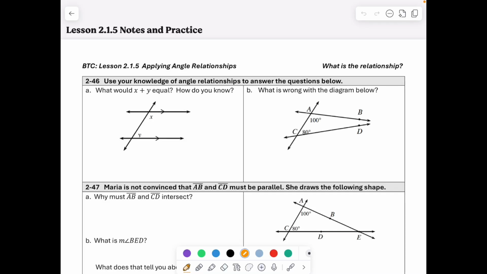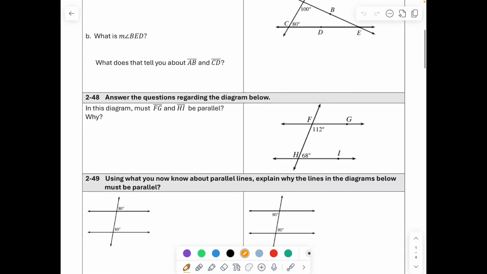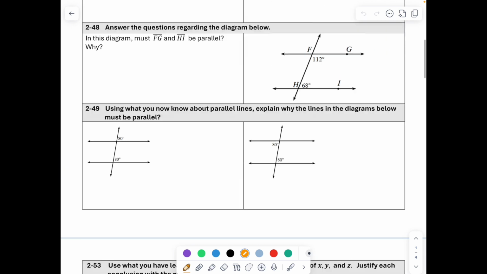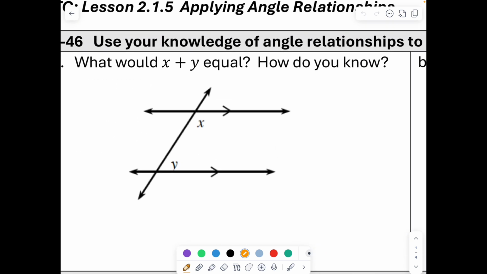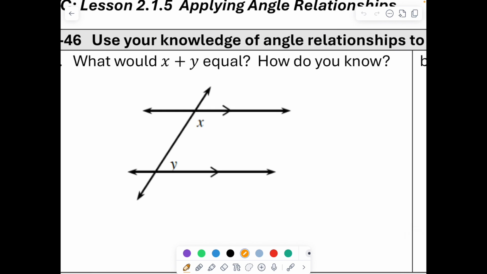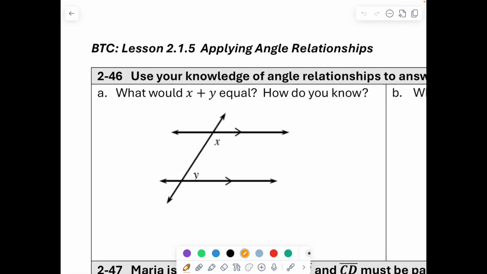This is lesson 215, applying angle relationships. So we're not really learning anything new in this lesson. We are just doing a lot of practice. So we are being asked, what would x and y equal, and how do we know?